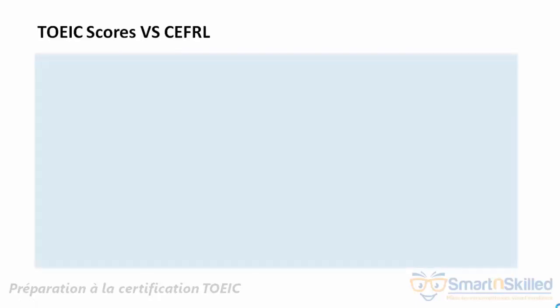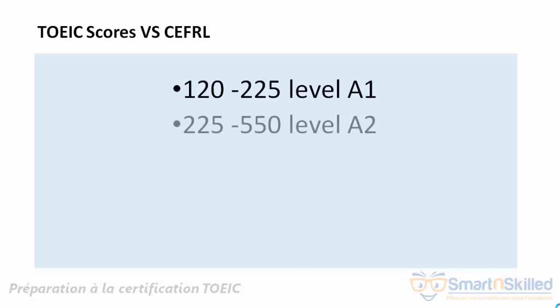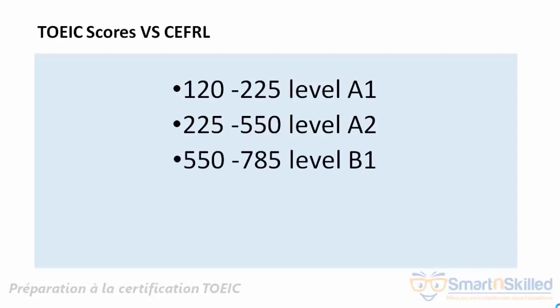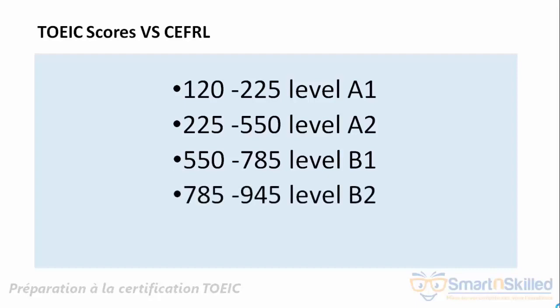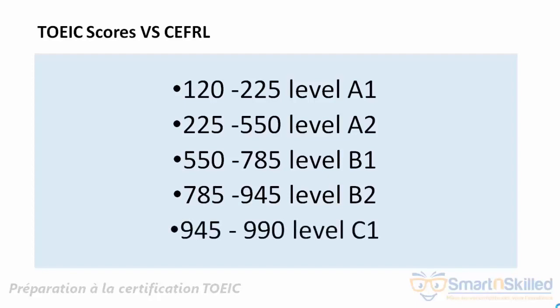Ce qui correspond avec le TOEIC, donc, si vous obtenez un score de 120 à 225, you are level A1. 225 to 550, you are level A2. 550 to 785, level B1. 785 to 945 is level B2. 945 to 990, level C1. Okay?